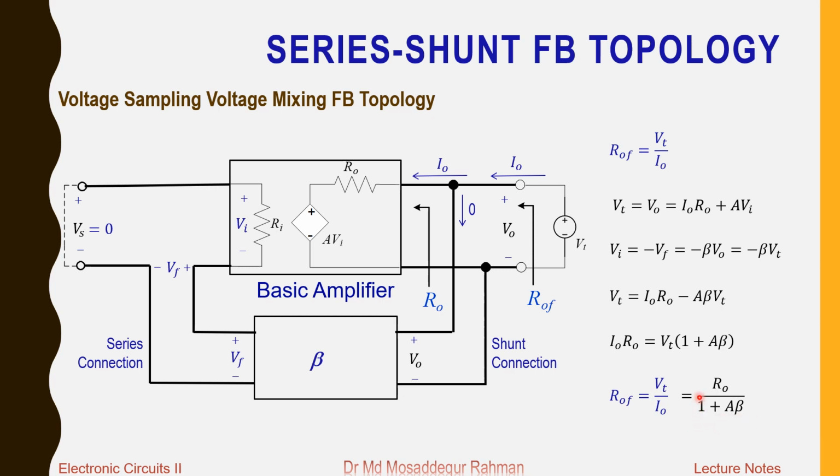So this is an important parameter in feedback amplifiers, 1 plus A beta, which is also known as the amount of feedback. The greater the amount of feedback, the lower will be your gain with feedback, and the more will be the change in your input and output resistances.